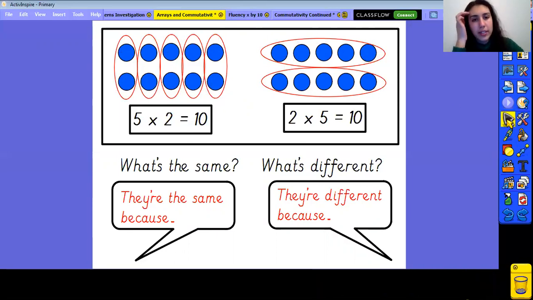So I want you to have a look at these 2 arrays and these 2 multiplication equations. And I want you to have a think, what's the same and what's different? And you might want to give yourself some thinking time by pausing the video.